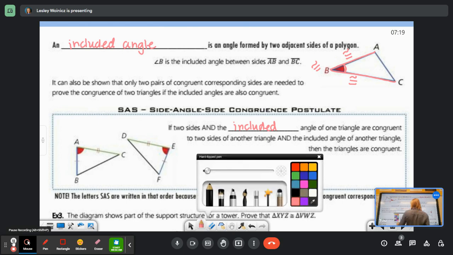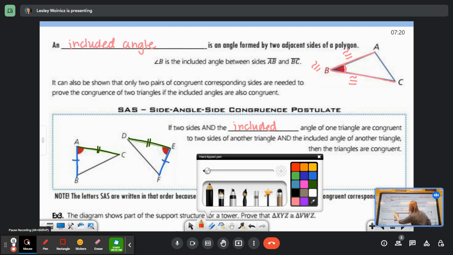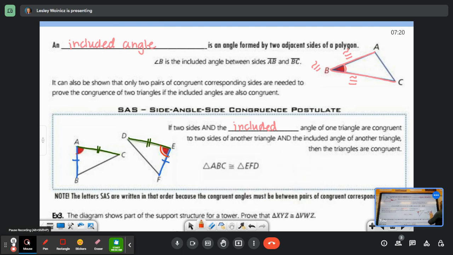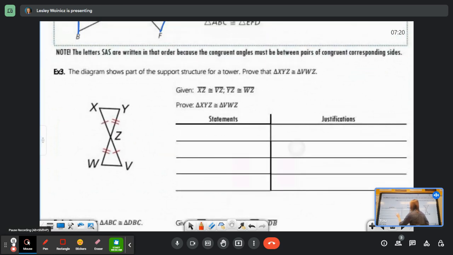So here we have that. We have AB congruent to EF. We have AC congruent to DE. And we have their included angles. So we know that those two triangles are congruent by side angle side. Note, the letters side angle side are written in that order because the congruent angles must be between pairs of congruent corresponding sides. So it's got to be an angle sandwich.